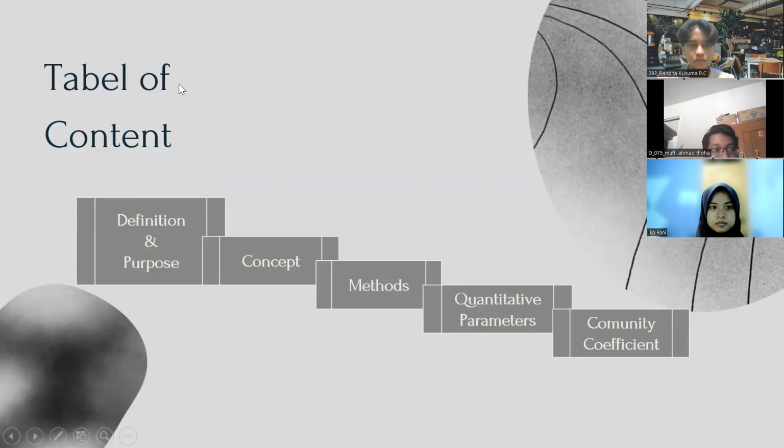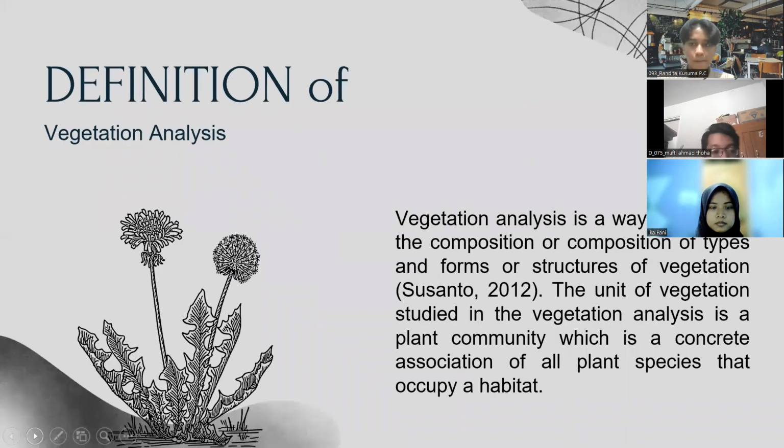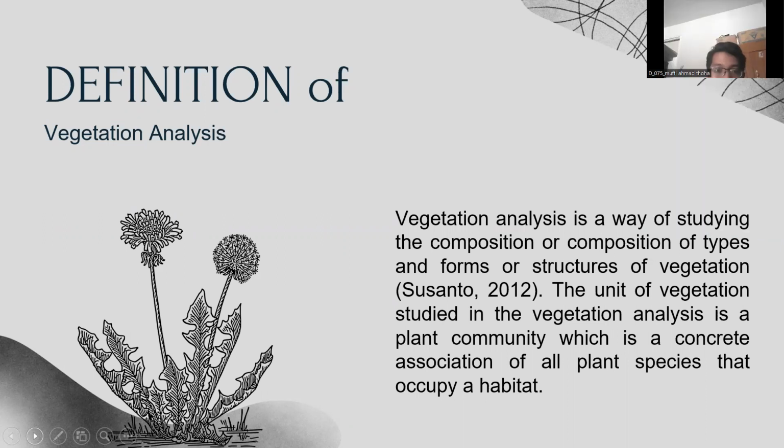In this presentation, we have a table of contents: definition and purpose, concept, method, quantitative parameters, and community coefficient. Definition of vegetation analysis: vegetation analysis is a way of studying the composition of type and form or structure of vegetation. The unit of vegetation studied is a plant community, which is a concrete association of all plant species that occupy a habitat.